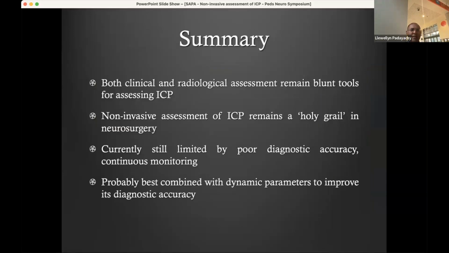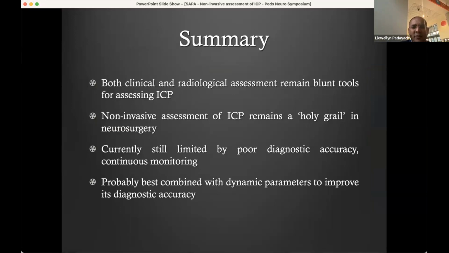And then just to summarize, I think both clinical and radiological assessment on their own remain quite blunt tools for assessing ICP. But if you can combine them, combining two blunt tools may make it potentially better. Or maybe I shouldn't be such a nihilist. They do make it better. But I think even those don't give us a good enough assessment for what's raised ICP.